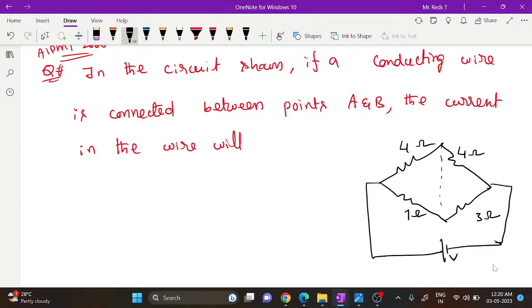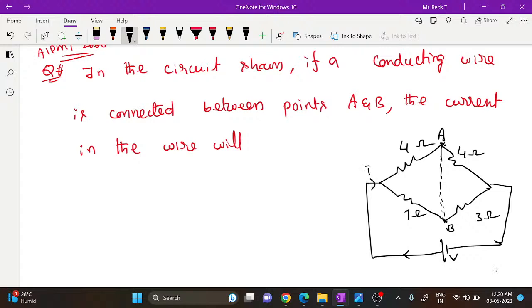And here, what is this? A conducting wire is connected between A and B. Here, this is marked as A, this is marked as B. So a conducting wire is connected here. You can connect a galvanometer also, but here it is mentioned that a conducting wire is connected. If a conducting wire is connected, obviously a current will be drawn from the battery.